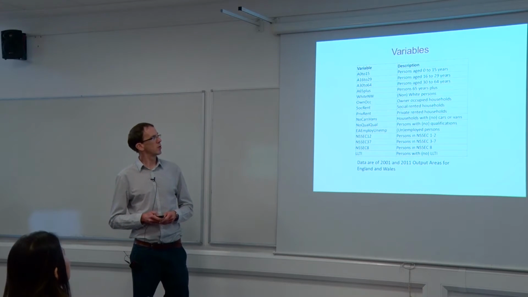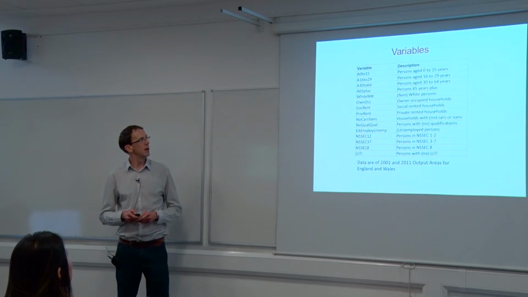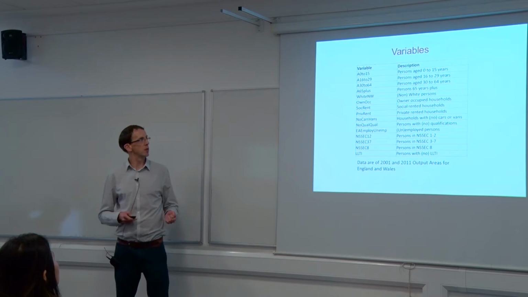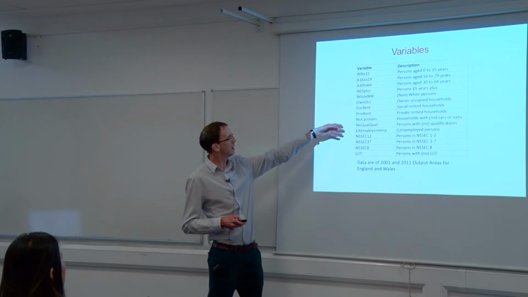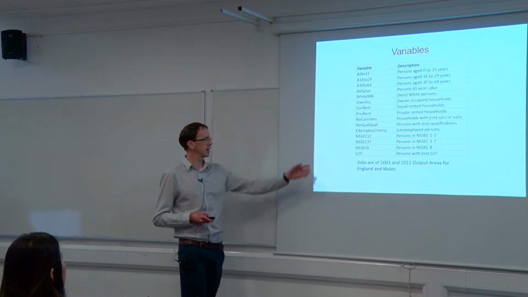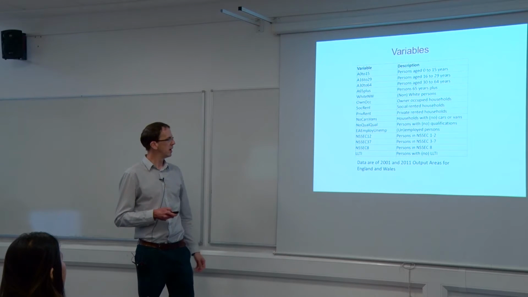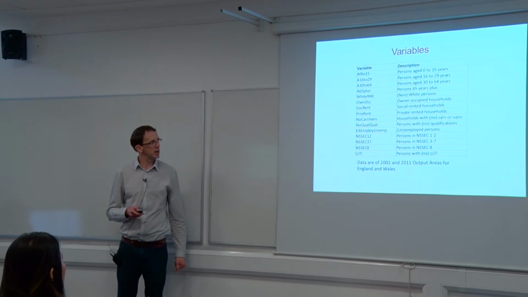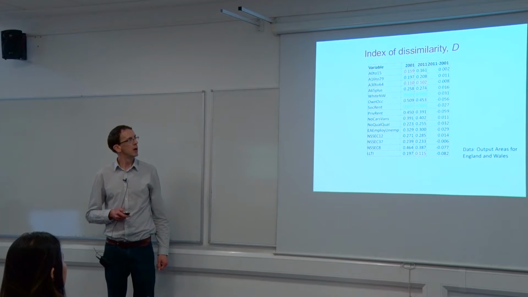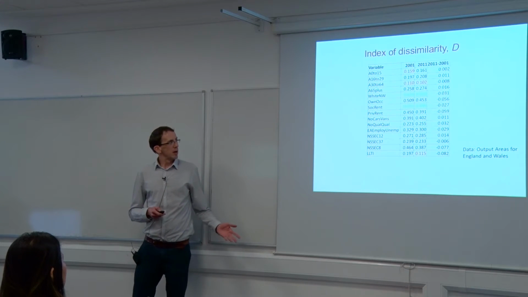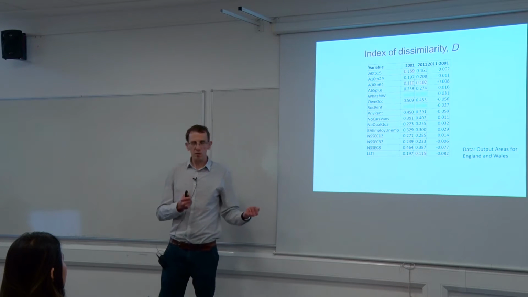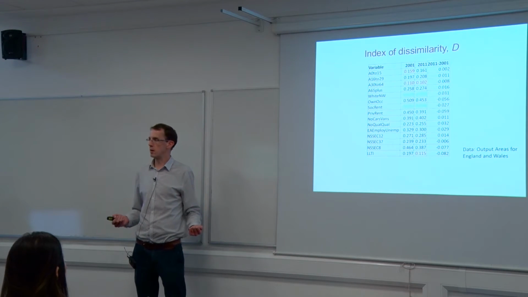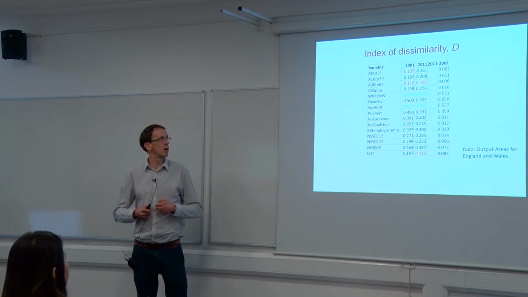So those are the variables. Not going to spend too much time on that, but they're a fairly coarse set of variables, as I said, ranging from age through to ethnicity, housing tenure, car and van ownership, National Statistics Socio-economic Classification, and limiting long-term illness. This is the index of dissimilarity. So if it's close to 1, it indicates greater unevenness, so bigger differences between areas. If it's close to 0, it indicates that areas tend to be quite similar.